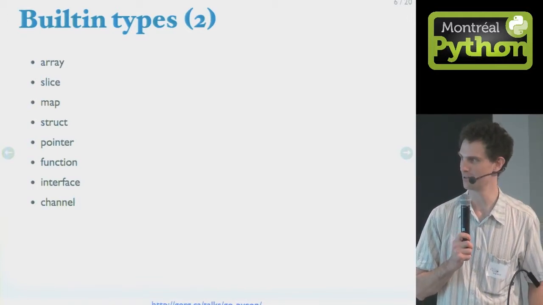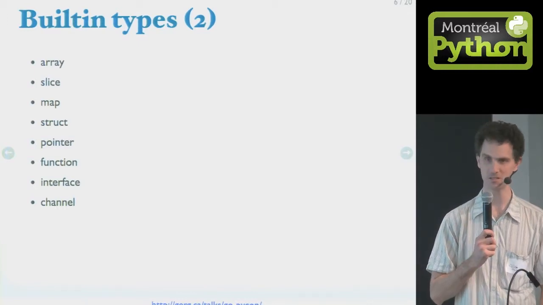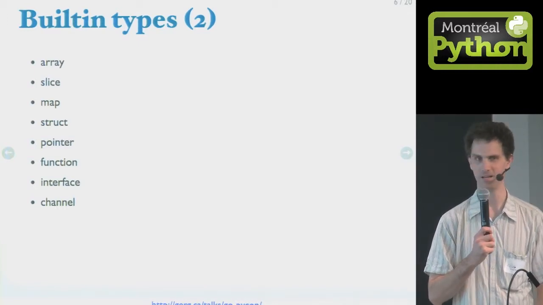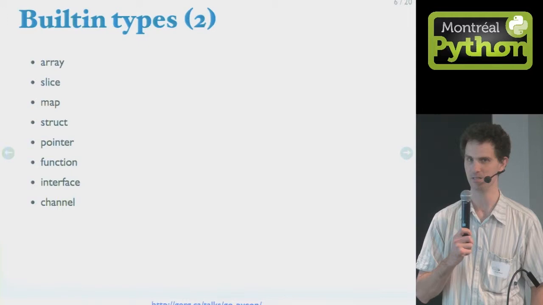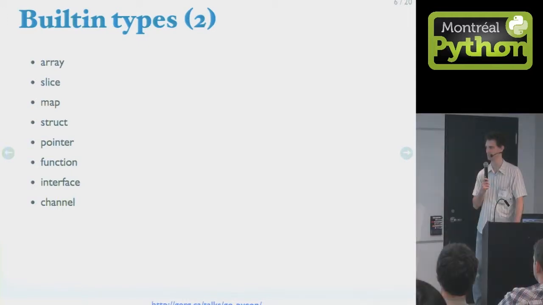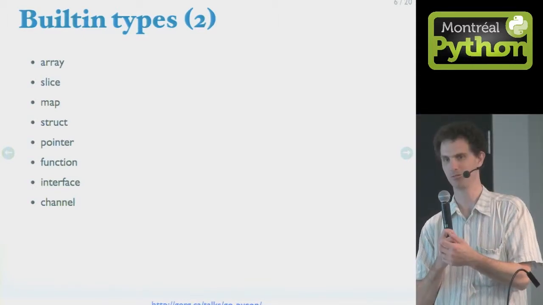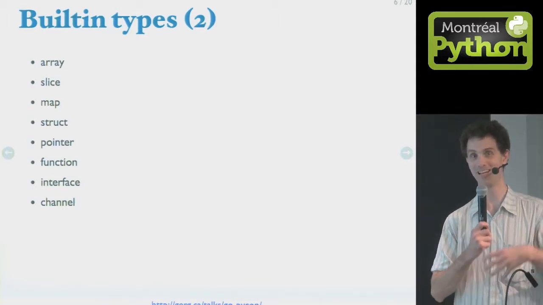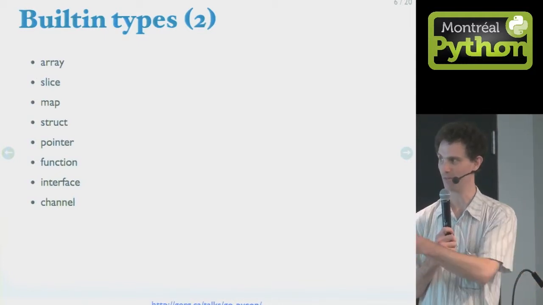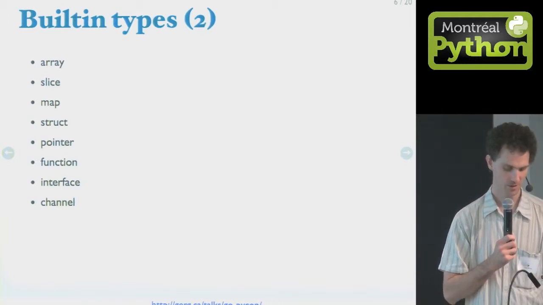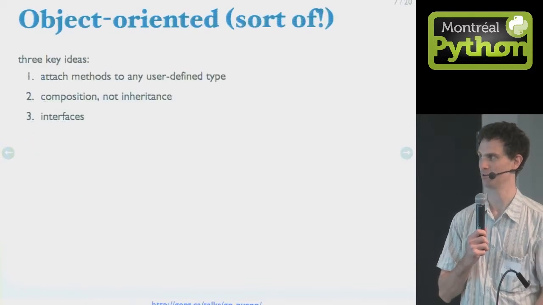And then the interesting novel stuff are interfaces, which are kind of like Java interfaces and kind of like ABCs in Python, abstract base classes. They're like Java in that they're static, enforced by the compiler. They're like Python in that you just implement an interface. You don't have to tell anybody that you've implemented it. And then the really cool one is channels, which is half of the concurrency story in Go.